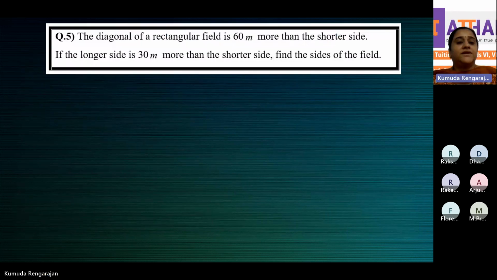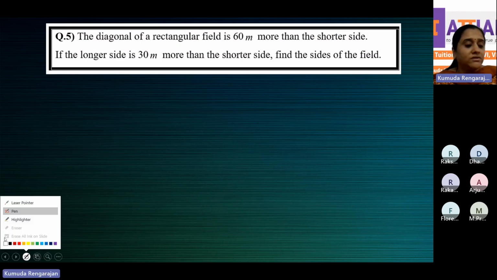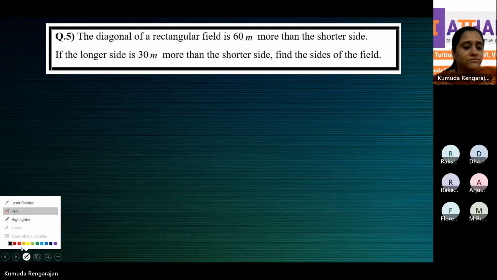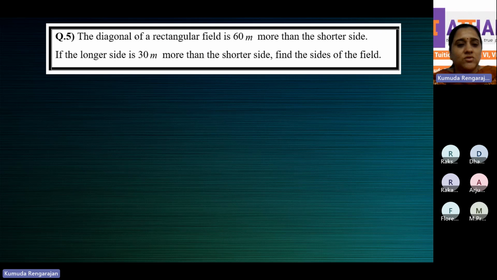The diagonal of a rectangular field. Listen to this, very important. The diagonal of a rectangular field is 60 meters more than the shorter side, and the longer side is 30 meters more than the shorter side.